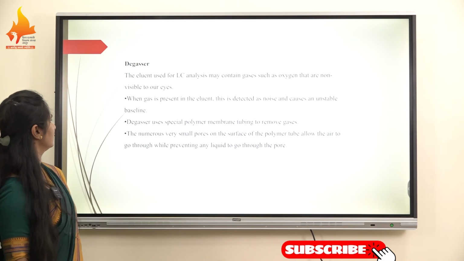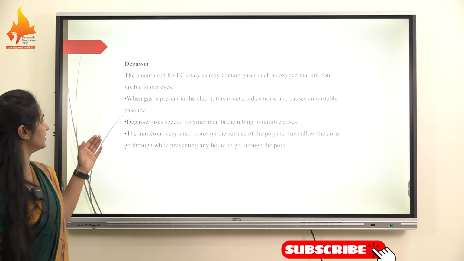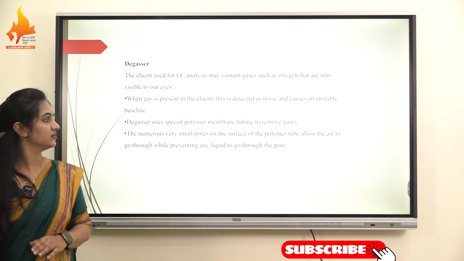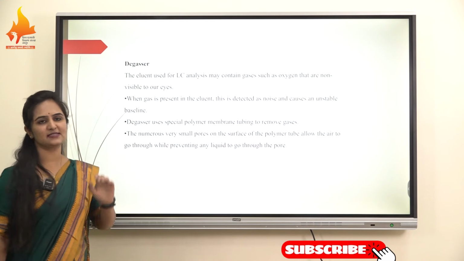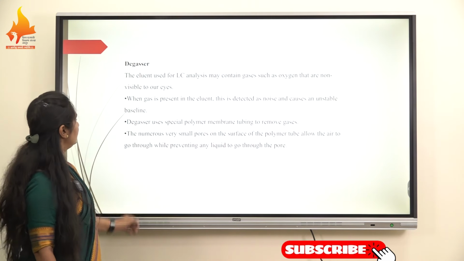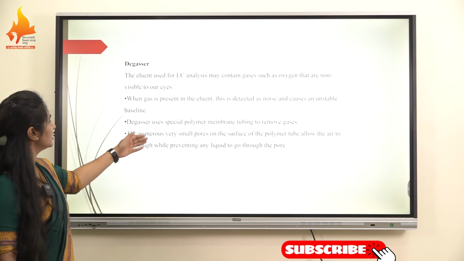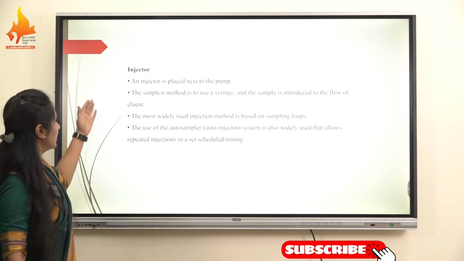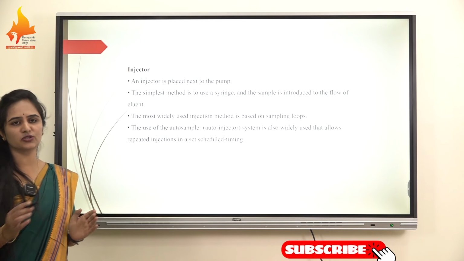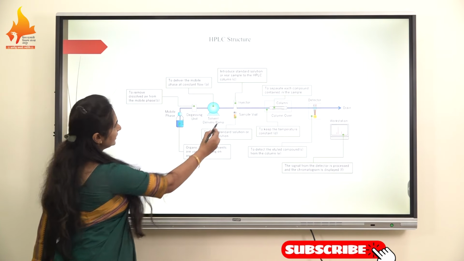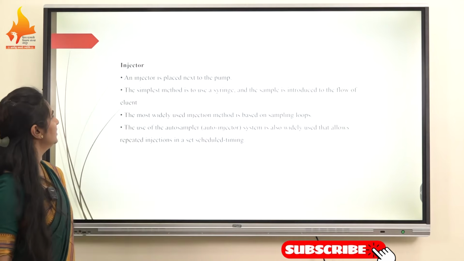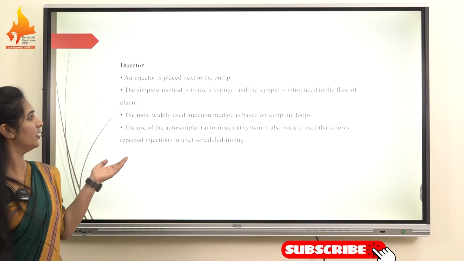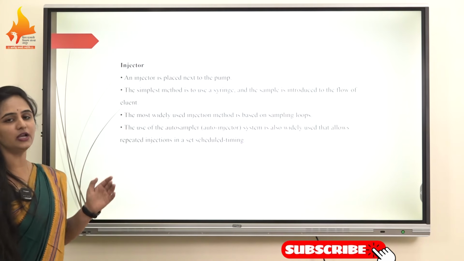This is a degasser. When gas is present in the carrier, it is detected as noise and causes an unstable baseline. So a degasser is present. The degasser uses a special polymer membrane tubing to remove gas. This is the injector. The injector is placed next to the pump. This is the simplest method used for injecting the sample, which is introduced to the flow of the eluent.